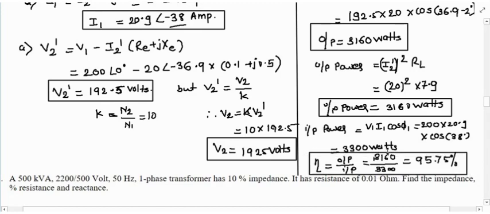So student, in the next lecture we will solve more problems based upon the transformer. So in this lecture I will stop here.